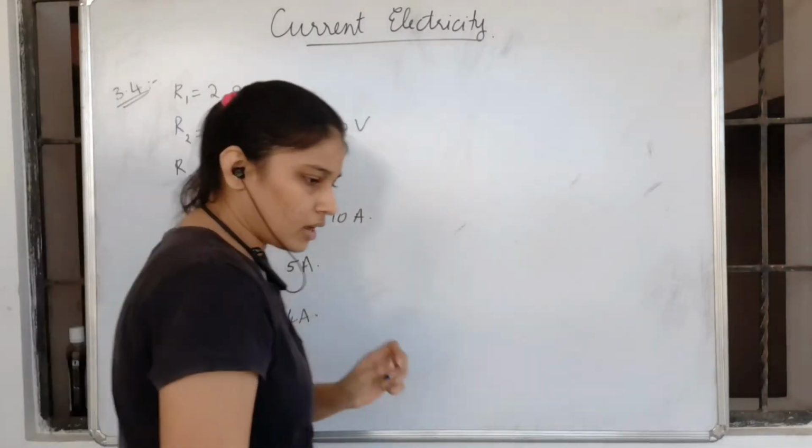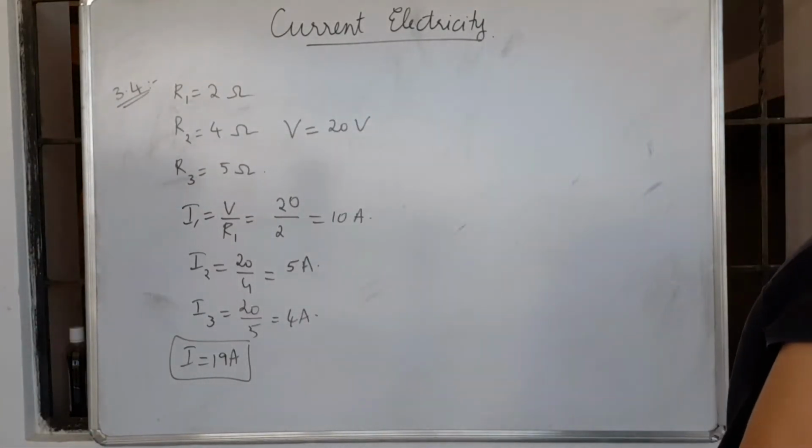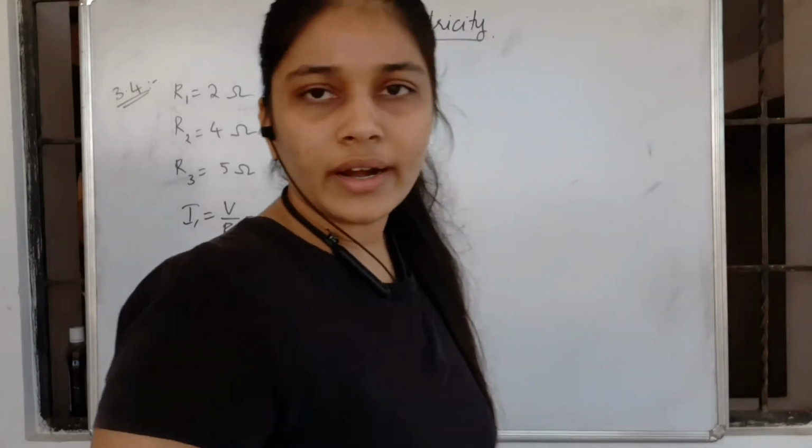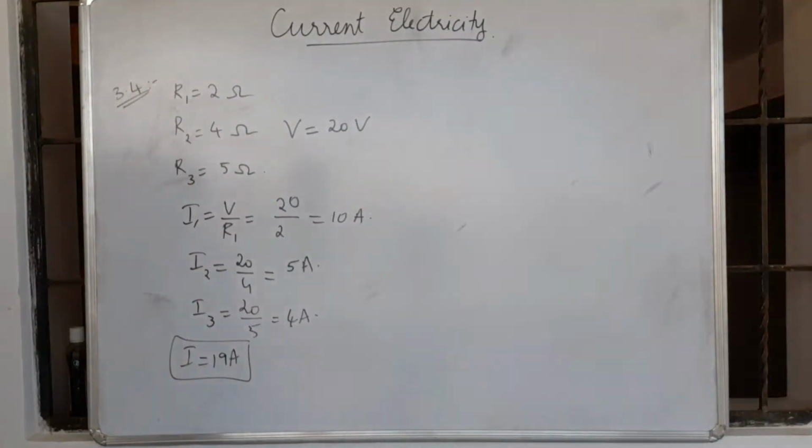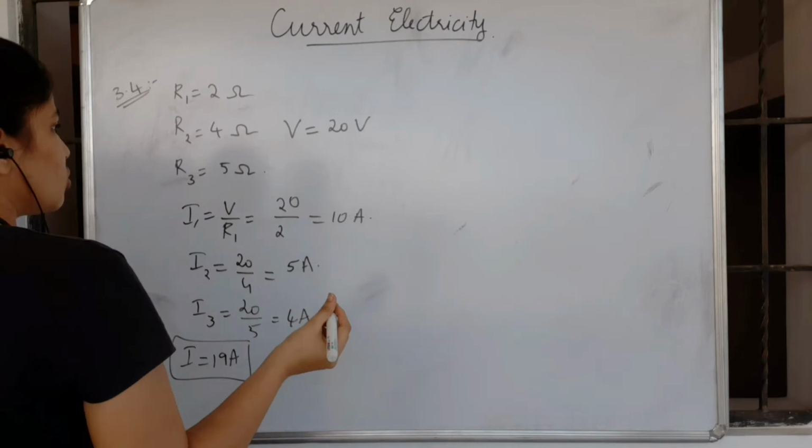Is there anything else asked in the question? Yes, total current and individual current, that's it. So I1 is 10, I2 is 5, I3 is 4 ampere, total current is 19 ampere. The equivalent resistance is also asked.